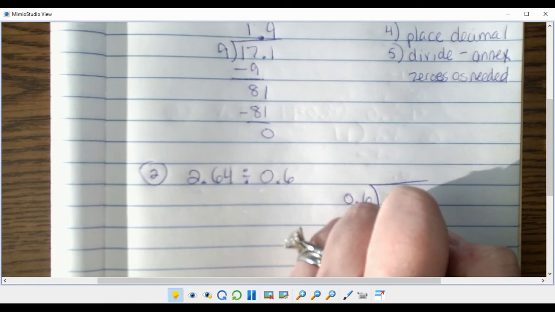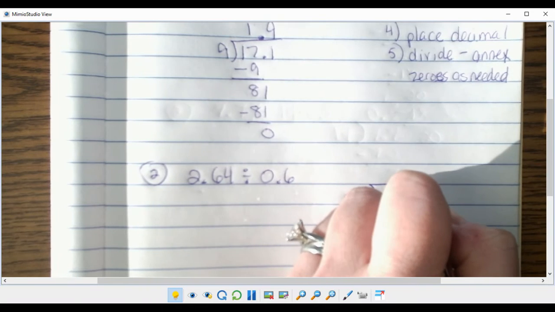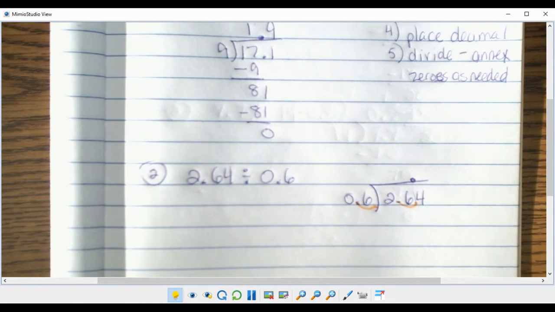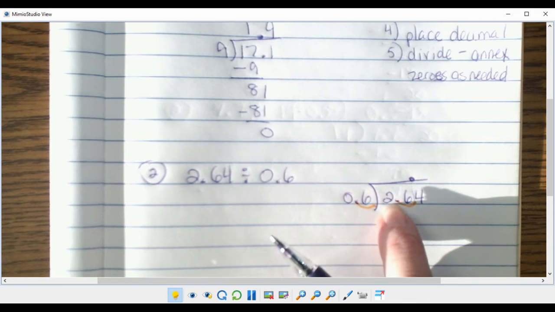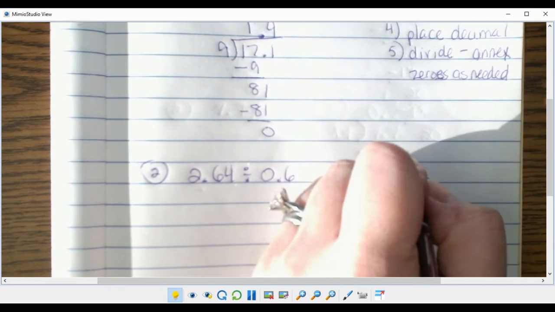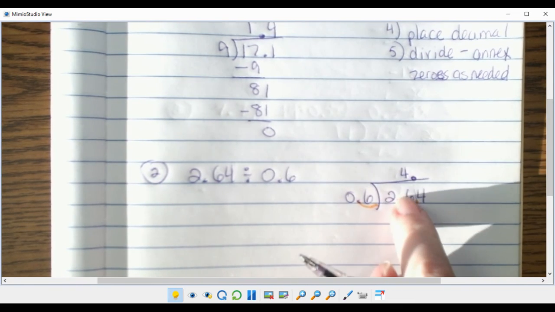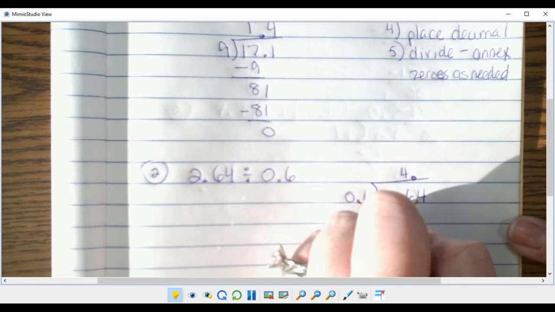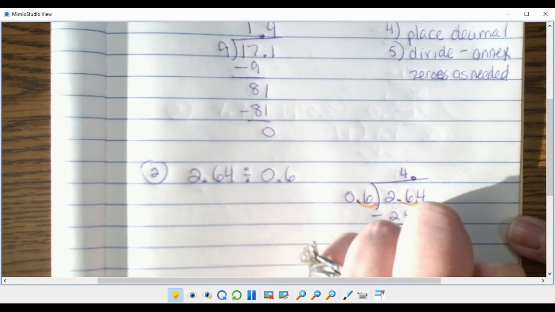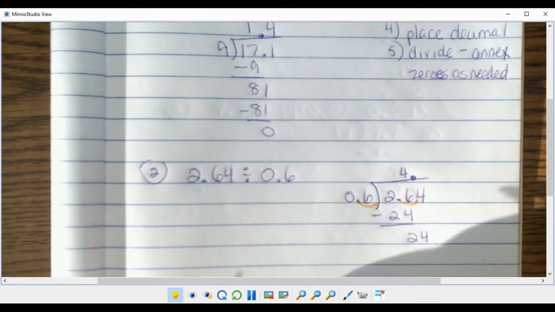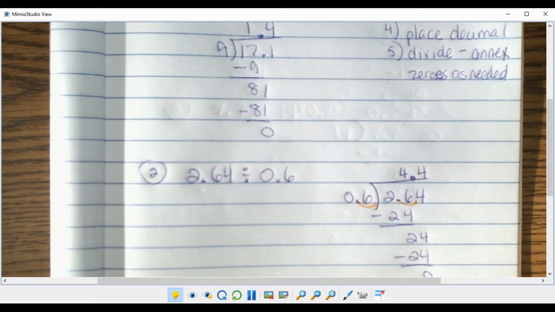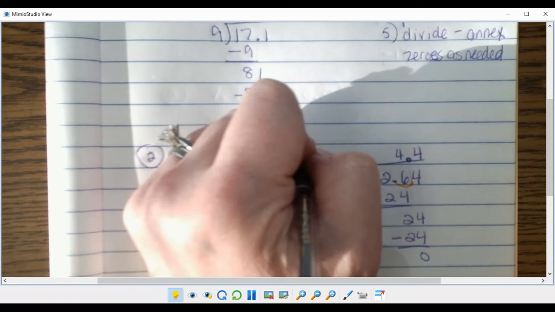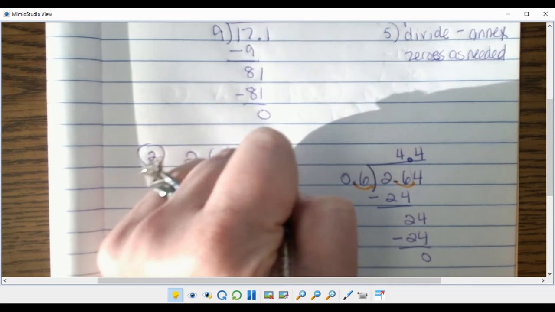Our next step is to place the decimal. So if it's right here, it's going to shoot directly above it, and it would be between the 6 and the 4. And then our last step is to divide. So 2 divided by 6, I can't do it. 26 divided by 6 would be 4, the 4 going right on top of the 6. 4 times 6 is 24. Let's subtract, bring down. 24 divided by 6, again, is 4. Multiply, subtract, and we're done. So our answer here is 4 and 4/10ths.